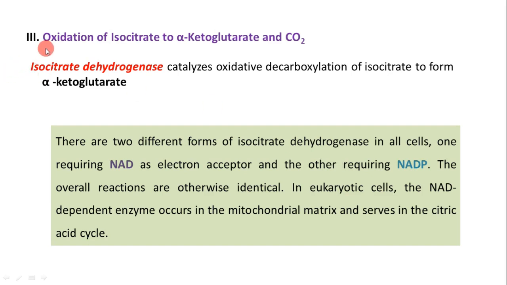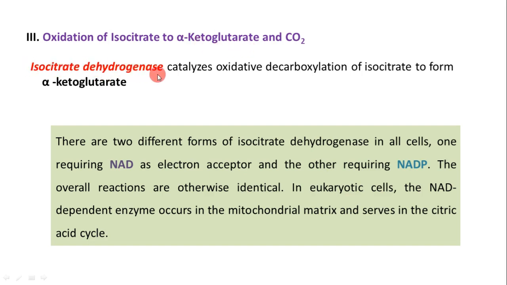Then the third step of the Krebs cycle is the oxidation of isocitrate to alpha ketoglutarate and carbon dioxide. Here isocitrate is oxidized along with decarboxylation, and thereby alpha ketoglutarate is formed. So the process is an oxidative decarboxylation. The isocitrate is a 6-carbon compound. By the elimination of one carbon dioxide, it becomes a 5-carbon compound, namely alpha ketoglutarate.